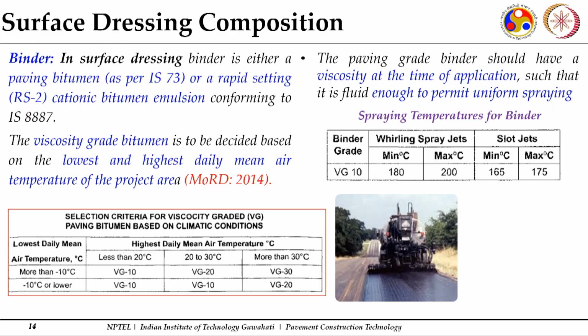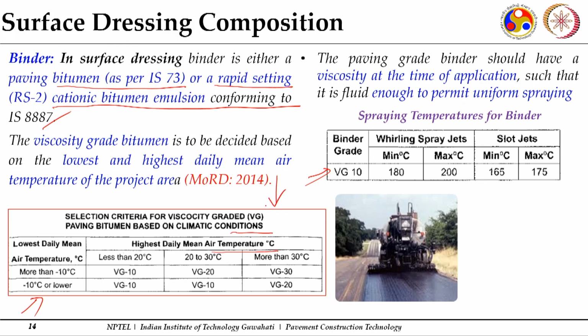Now, coming to the composition, again a binder requirement will be there and the stone chips requirement will be there. So, what binder is preferred? Again a paving grade binder is the most preferred one, and the commonly used grade is VG10 in most of the applications, but it has to be decided on the basis of the climatic conditions, the highest daily mean air temperature, on the basis of which you can work out which grade is to be applied. If we are working with an emulsion, it is to be a rapid setting cationic emulsion. Again, it has to conform to IS 8887 specifications.